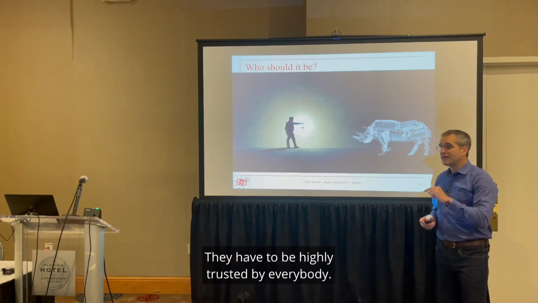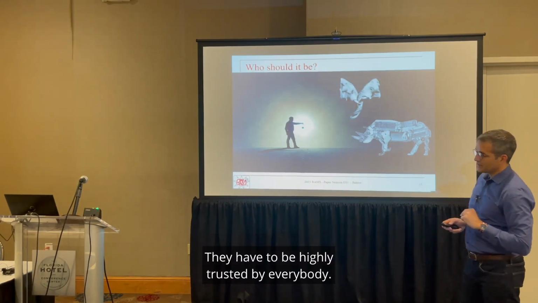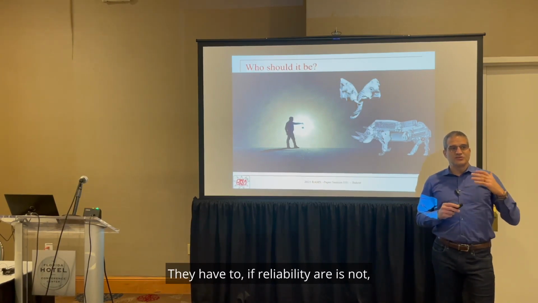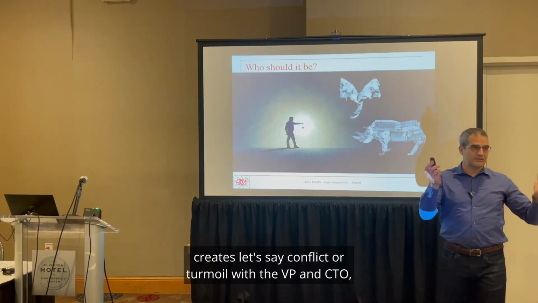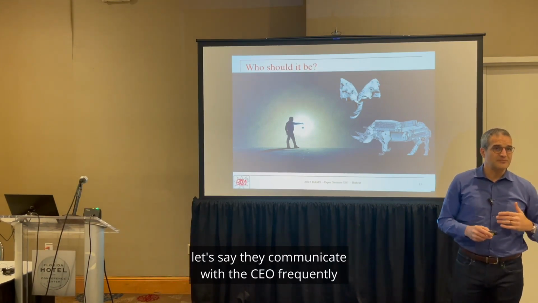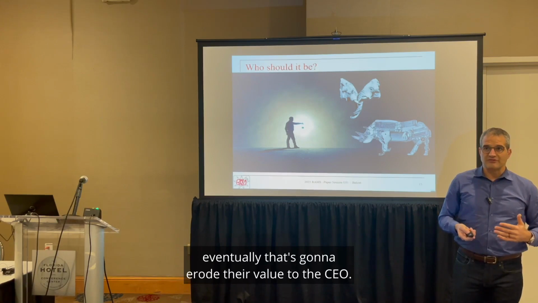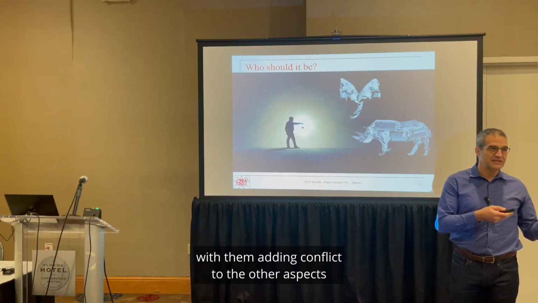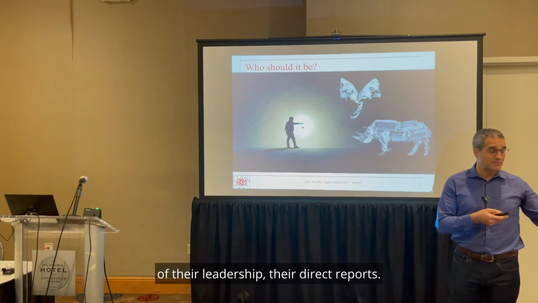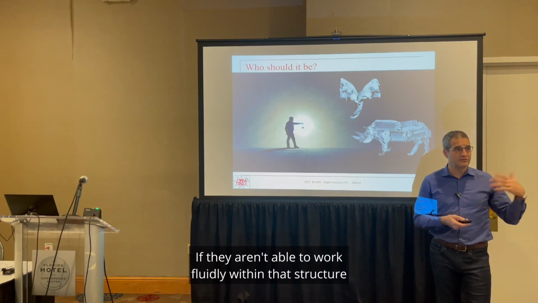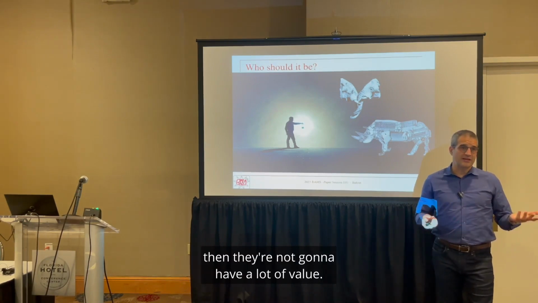They have to be highly trusted by everybody. If a reliability czar creates, let's say, conflict or turmoil with the VP and CTO, and let's say they communicate with the CEO frequently, eventually that's going to erode their value to the CEO. The CEO can't be dealing with them adding conflict to the other aspects of their leadership, their direct reports. Those are people they trust. If they aren't able to work fluidly within that structure, then they're not going to have a lot of value.